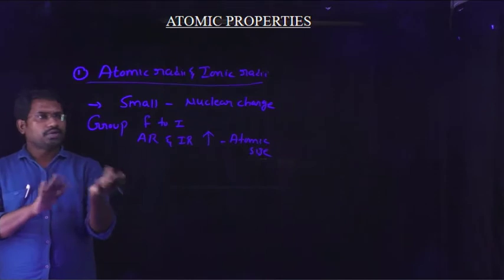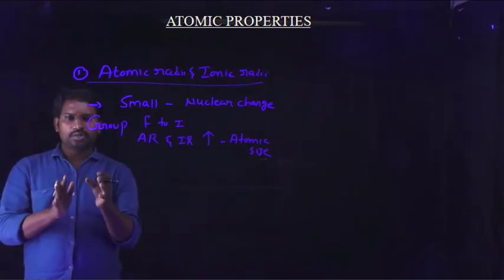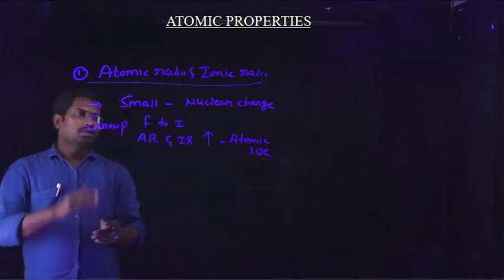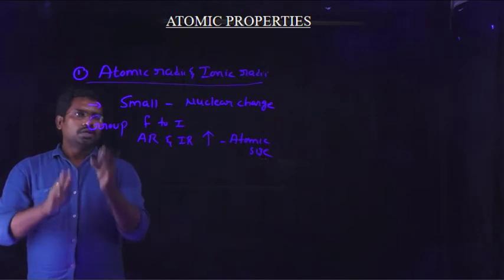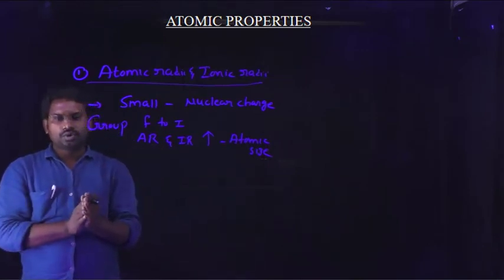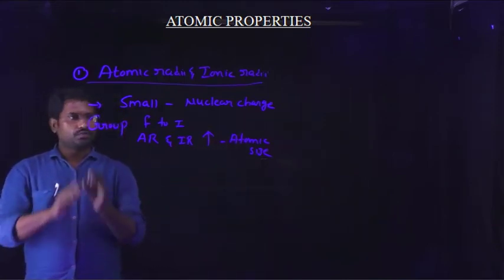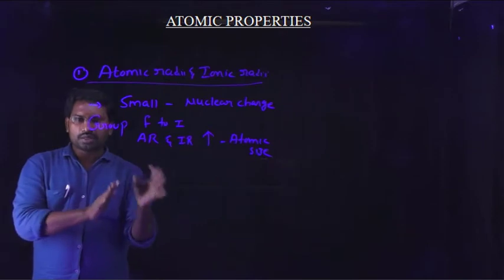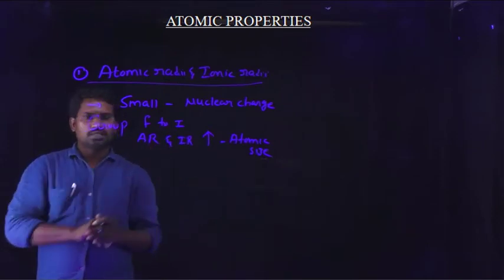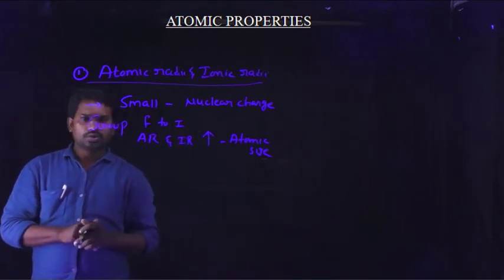From fluorine to iodine, what are the halogens? Fluorine, chlorine, bromine, iodine, astatine. Astatine is a radioactive element. So coming to fluorine to iodine, in the 17th group, the atomic radii and ionic radii increase with increasing atomic size. From fluorine to iodine, atomic number increases, so automatically their atomic size or ionic size increases, and therefore their atomic radii and ionic radii also increase.